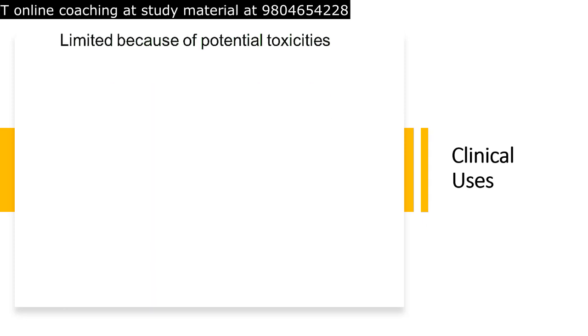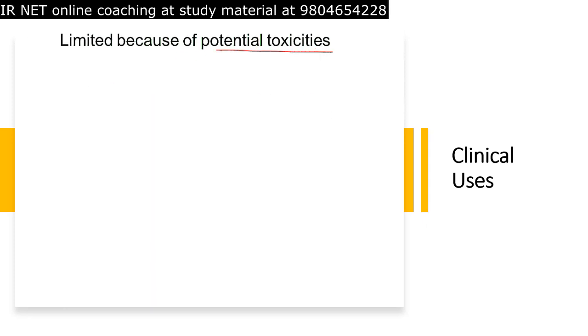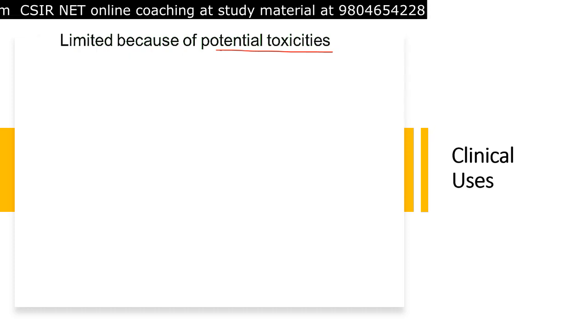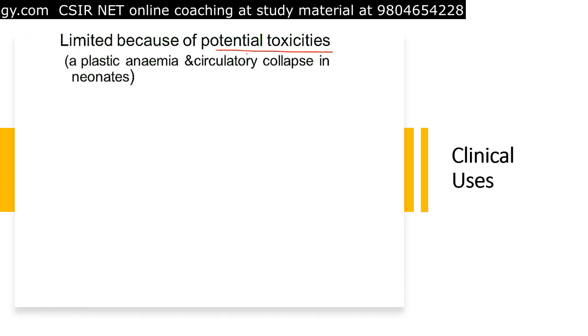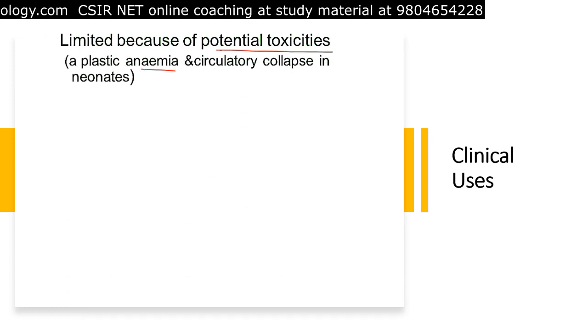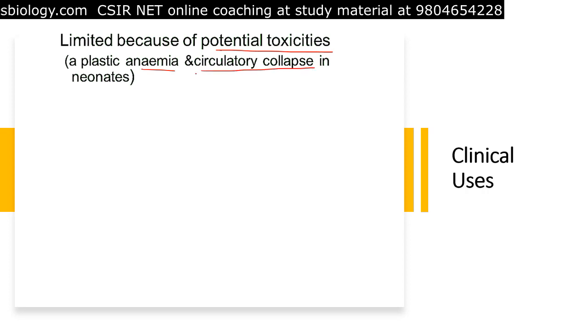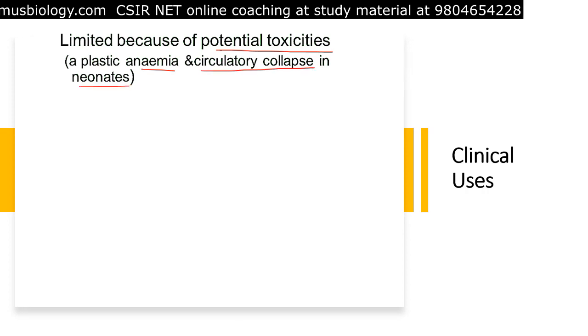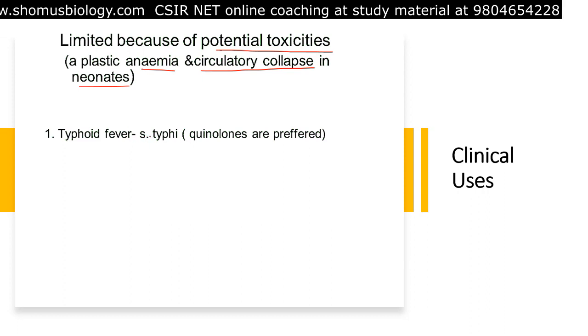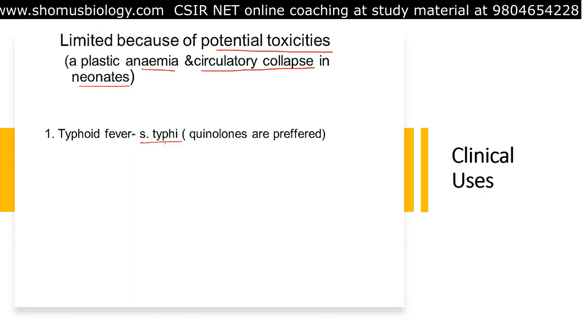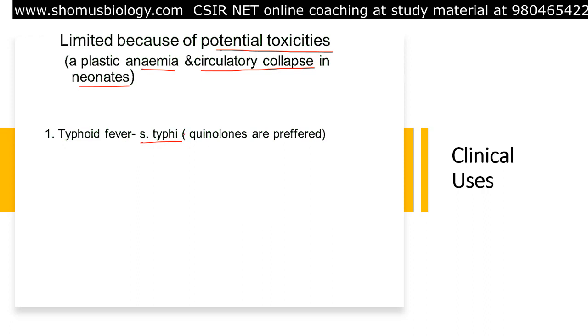What are the clinical uses of chloramphenicol antibiotics? Limited use is there because of the potential toxicities. That's why most of the time we only use it in doses for ocular infections, that is, infections of the eye. Aplastic anemia and circulatory collapse are also noted in neonates. Typhoid fever is something we can use chloramphenicol against, the Salmonella typhi.